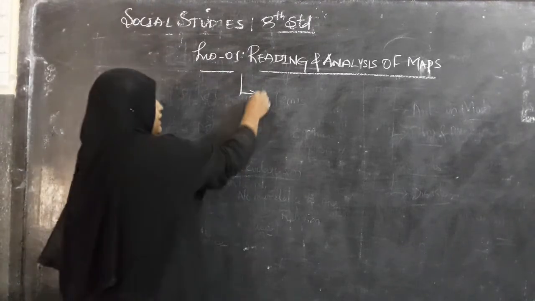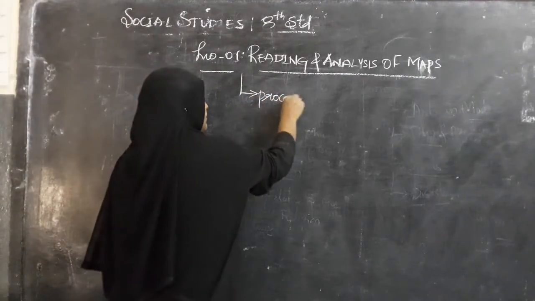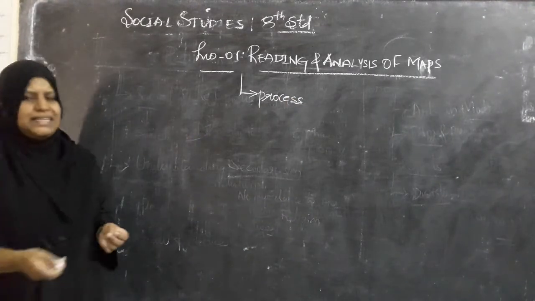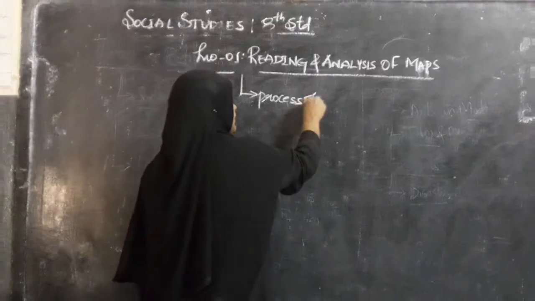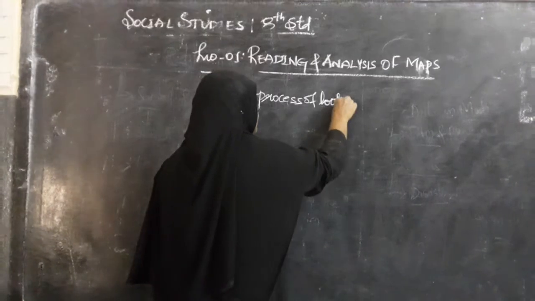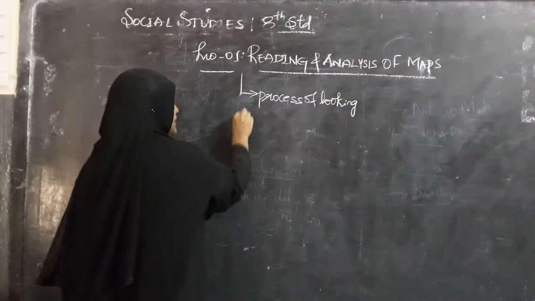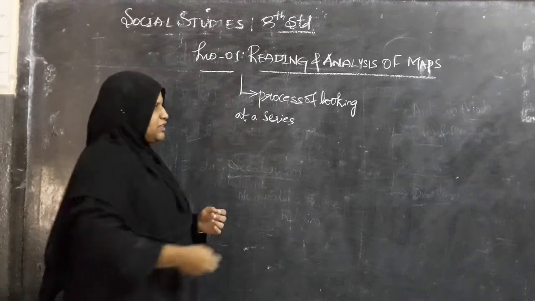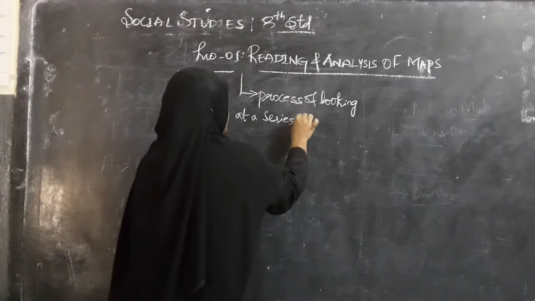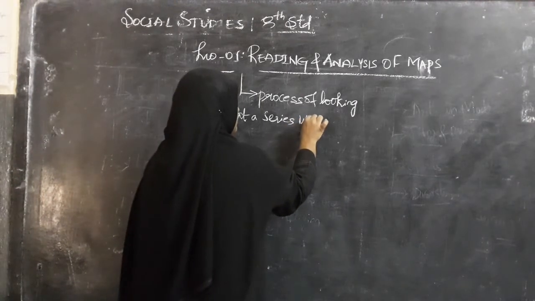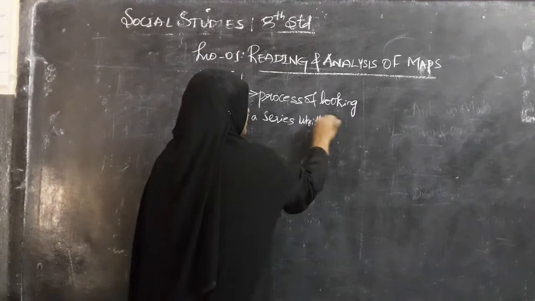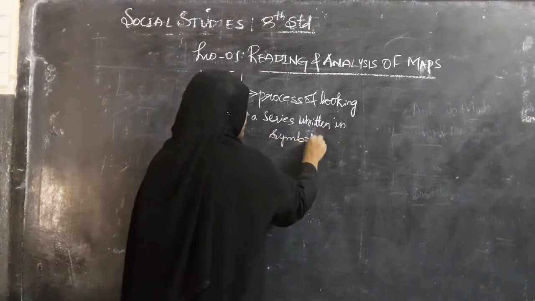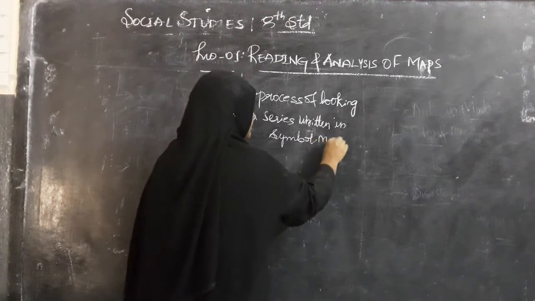It's a process of looking at a series. Series means something completely written one after the other, written in a symbolic manner, or vice versa. This is how it gets confirmed in a symbolic manner.